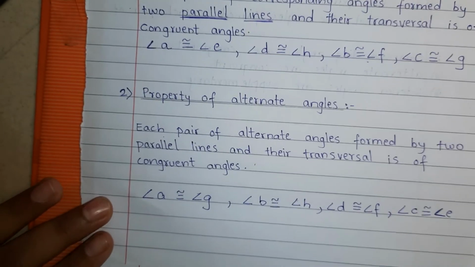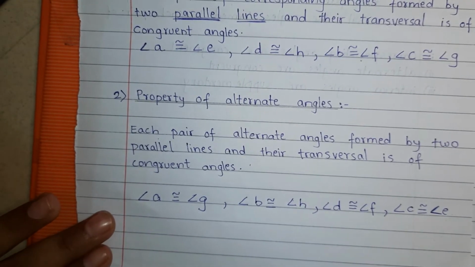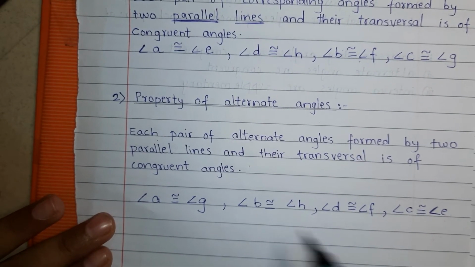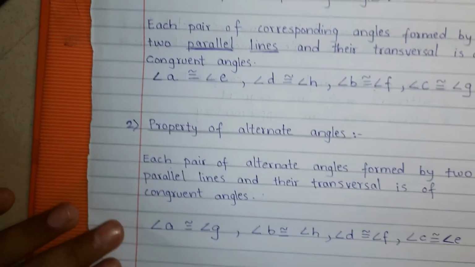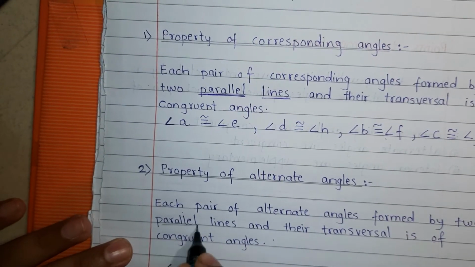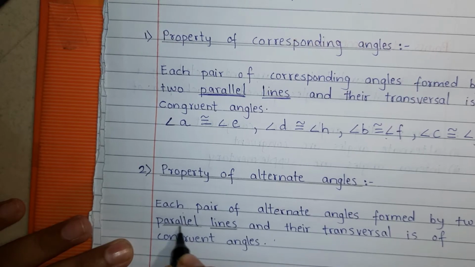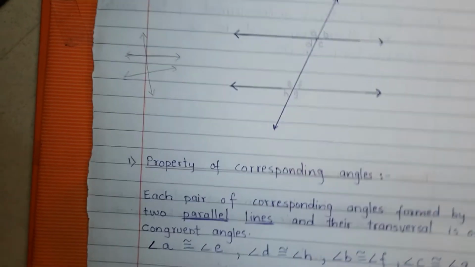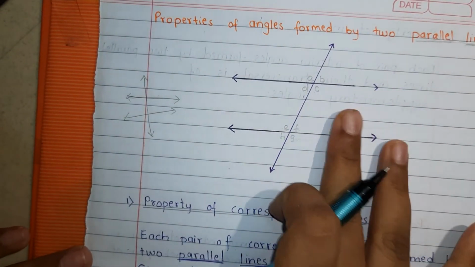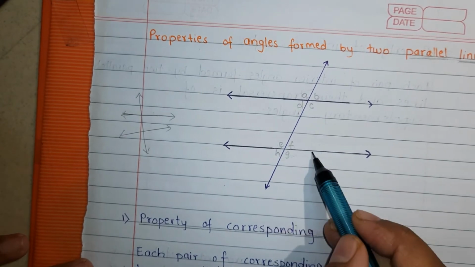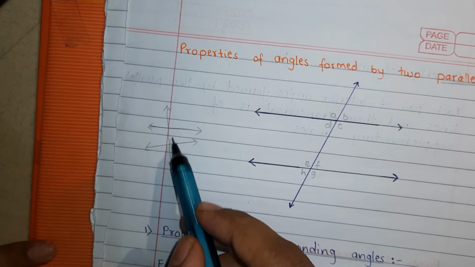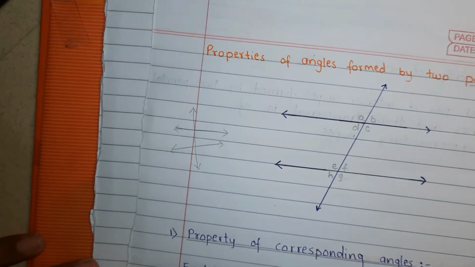So, these are the four pairs of alternate angles which are congruent to each other. Why? Because of the parallel lines. Remember the word parallel lines. Everything is true only if the lines are parallel. It is not true for intersecting lines.